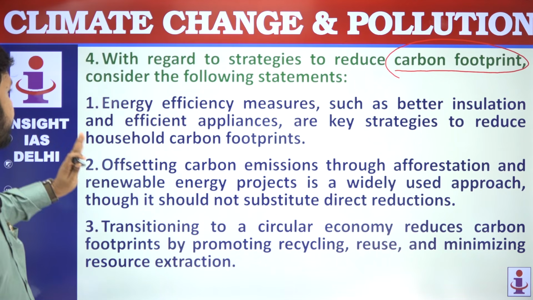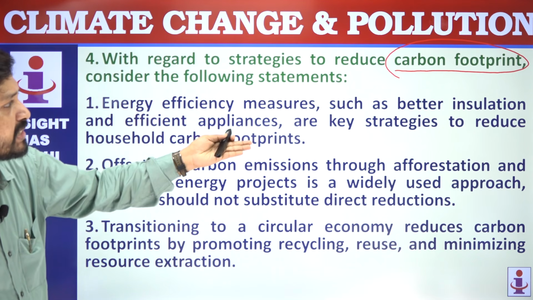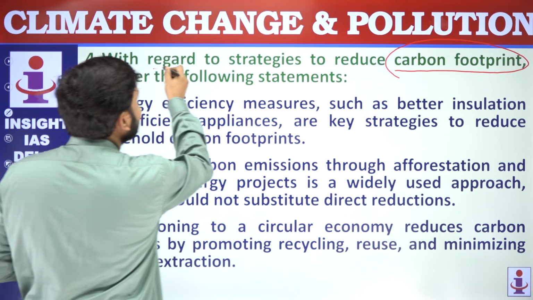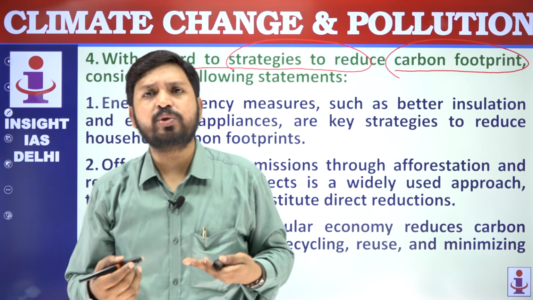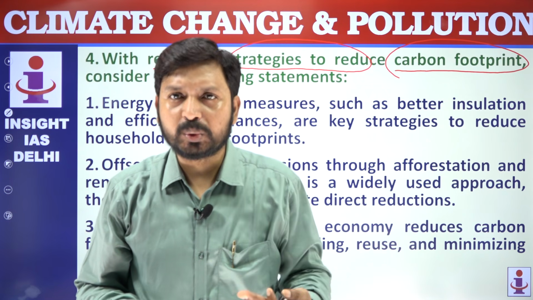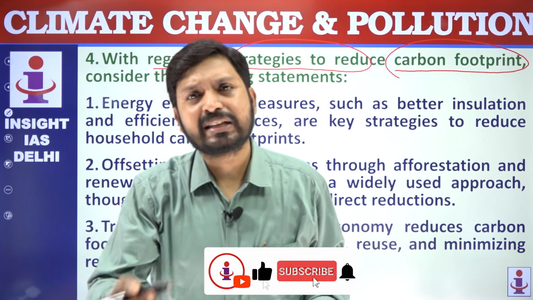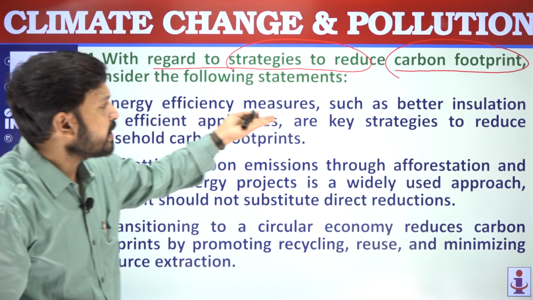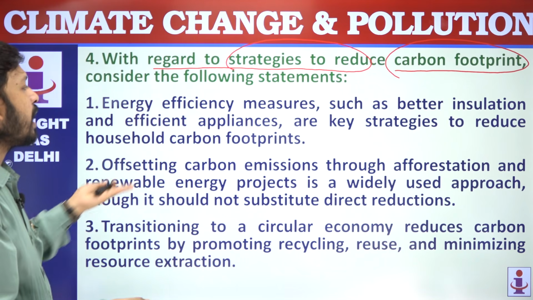So let's read the statements they have given. See here what they're asking: this is carbon footprint and they're asking strategies to reduce this carbon footprint. So what are the strategies generally to reduce the carbon footprint? It is nothing but any energy efficiency measures, if you can use those things, or any renewable sources of energy which we can use. All these things generally help us in reducing the carbon footprint, right? So based on that, let's read. Energy efficiency measures such as better insulation and efficient appliances are the key strategies to reduce household carbon footprint.